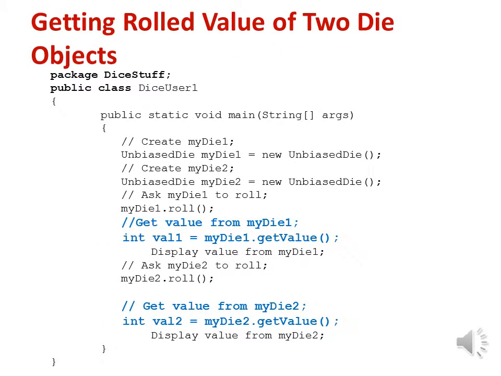The next step to refine is the part about getting the face value of the rolled unbiased die objects. We can access the value through the method getValue. The Java expression to do this is MyDie1.getValue. This will return an integer. We need to assign this to an integer variable, say val1. So we write this as int val1 is assigned MyDie1.getValue. The value of MyDie2 is assigned to variable val2 in the same manner.